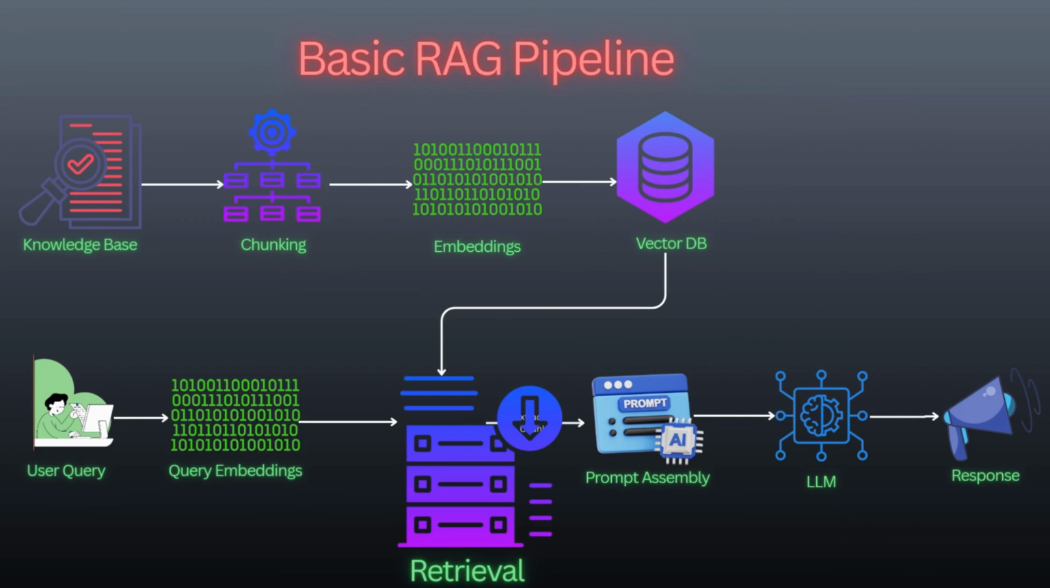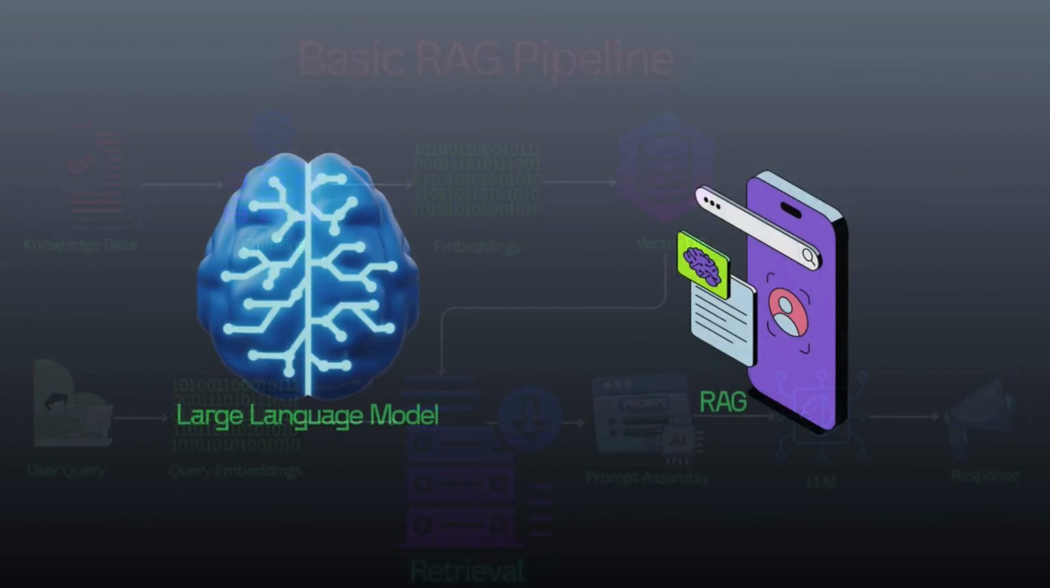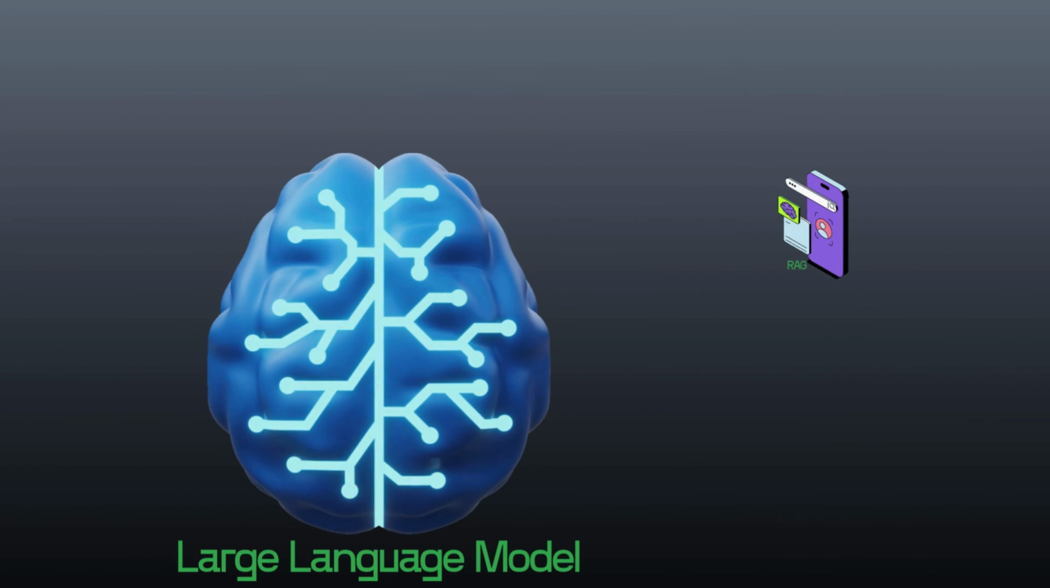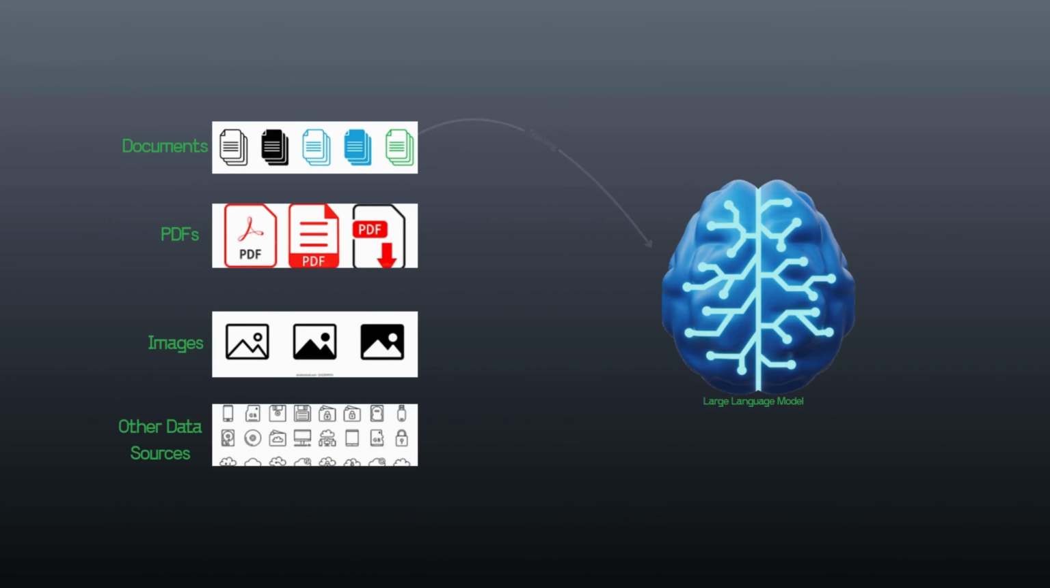I'll explain why each of these pieces matter and what can go wrong at each stage, and how those design choices affect the final answers you get from the model. So let's start. Before we talk about RAG, we need to be clear about what large language models know and what they fundamentally don't. Large language models are trained on vast amounts of general and public data, which makes them very capable at language and reasoning.